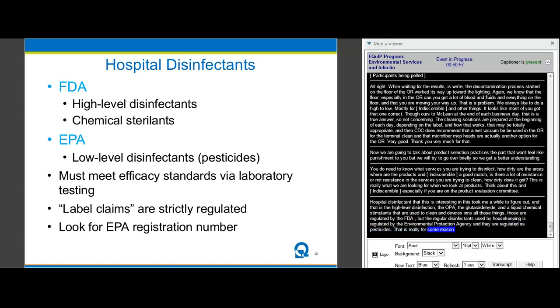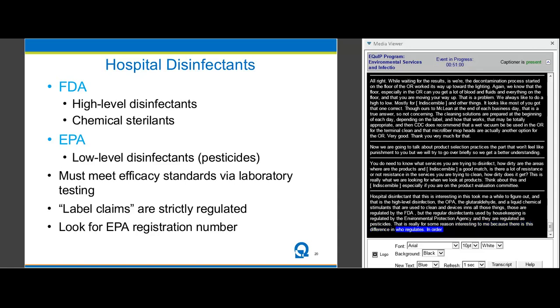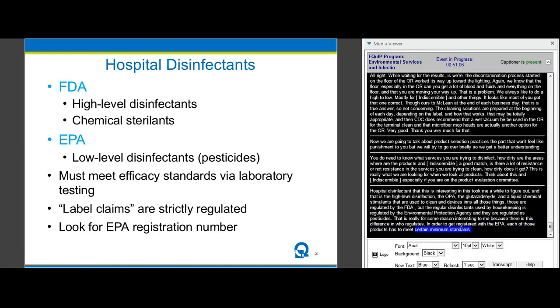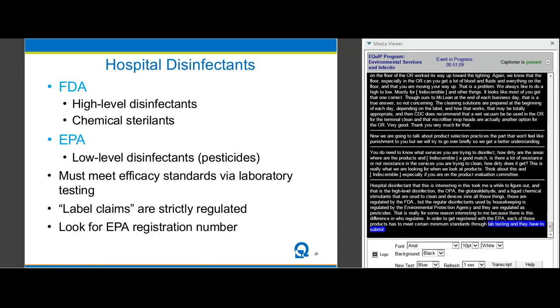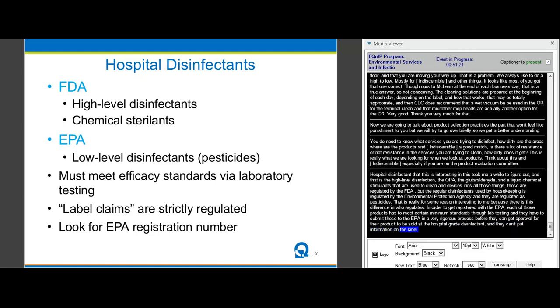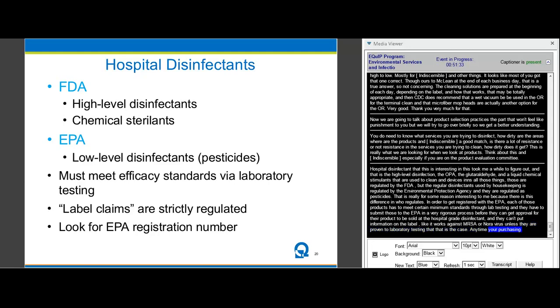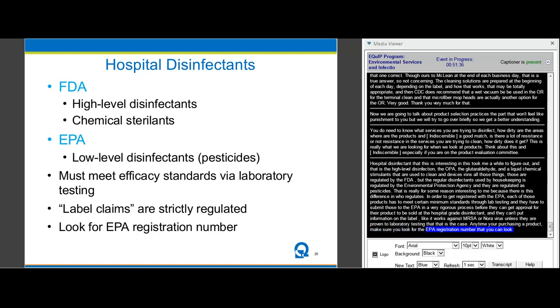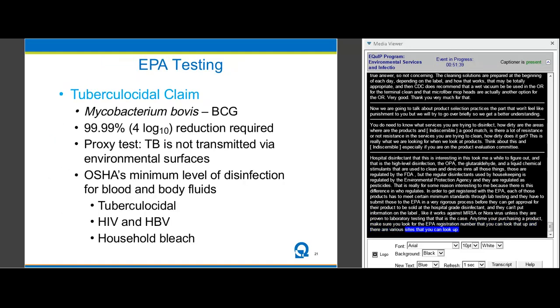But in order to get registered with the EPA, each of those products has to meet certain minimum standards through lab testing, and they have to submit those to the EPA in a fairly rigorous process before they can get approval for that product to be sold as a hospital-grade disinfectant. And they can't put information on the label like it works against MRSA or it's effective against norovirus unless they've proven through laboratory testing that that's the case. So anytime you're purchasing a product, make sure you look for that EPA registration number. You can look that up, and there are various sites where you can look up the number, and that will give you more information about the testing of those products.